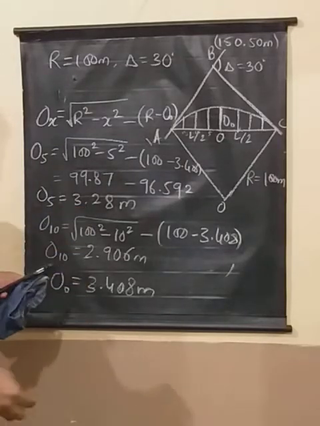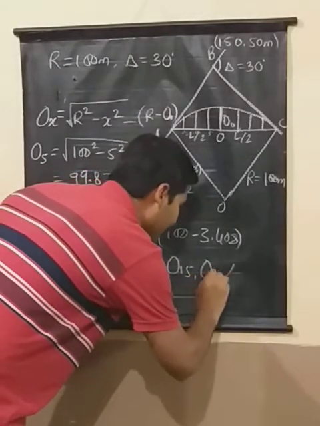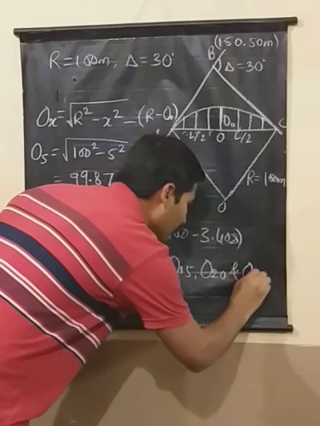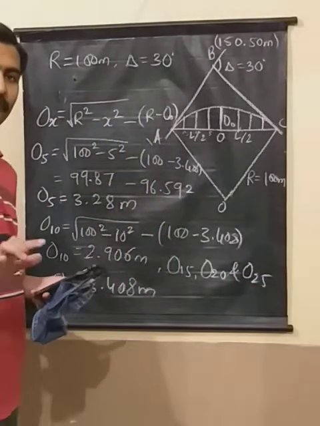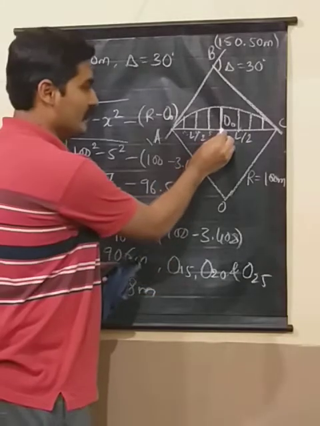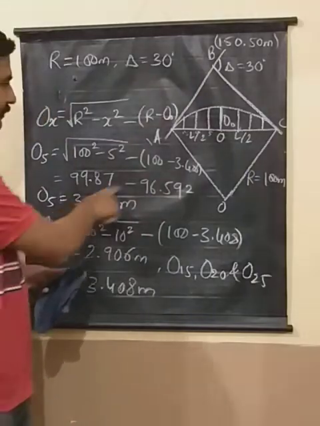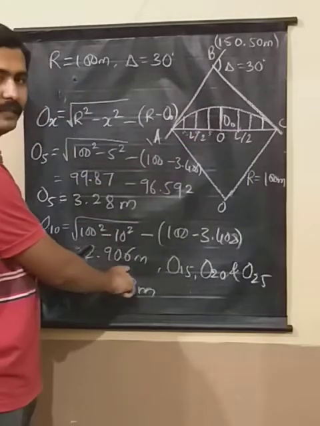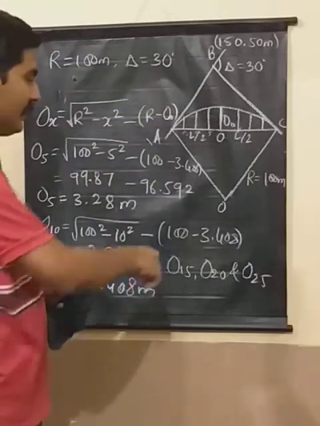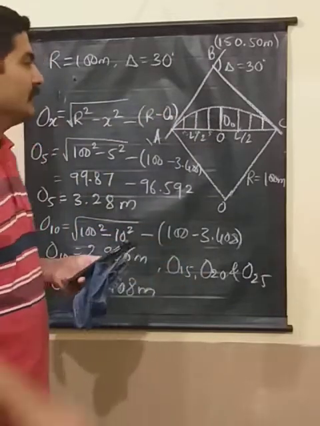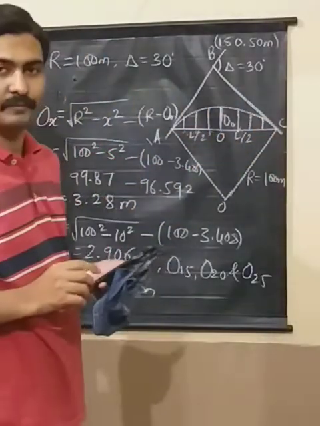In a similar way, you are supposed to calculate for O15, O20 and O25, right? So there are 5 ordinates. For x is equal to 0, O0; for x is equal to 5, 3.28; for x is equal to 10, 2.906, and it is going to be lesser and lesser. Once you have got these 5 values, the same 5 values will apply on both sides, right side as well as left side, right?